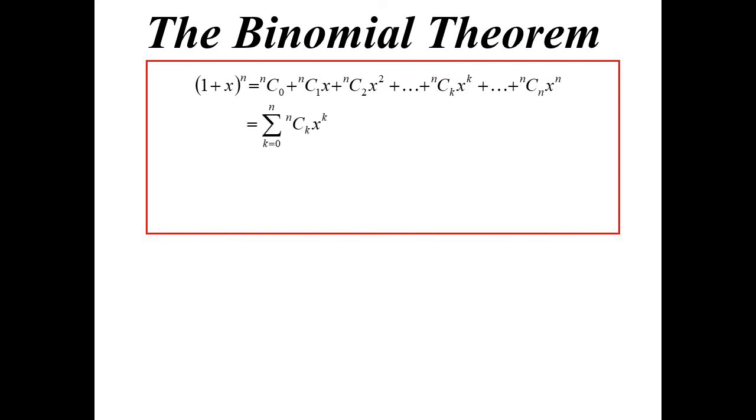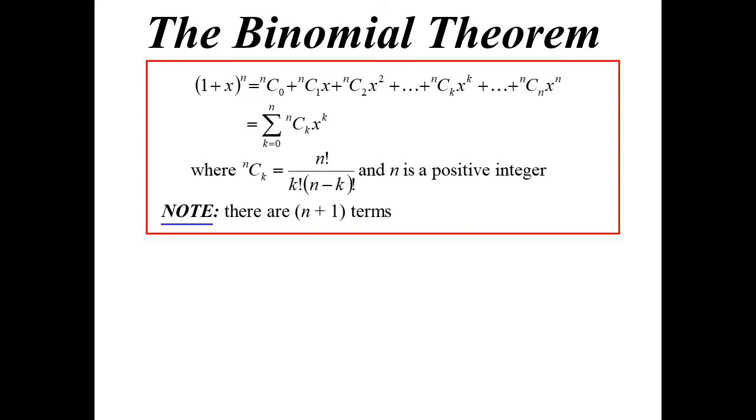We can write it in some notation to save a bit of time. So we're saying it's the sum of all these terms going from k equals 0 to n, and the general term there is nCk x^k. nCk is exactly what we saw back in combinatorics: n factorial on k factorial, (n minus k) factorial. And keep in mind, there'll always be n plus 1 terms, because we start at k equals 0, so that's the extra term.